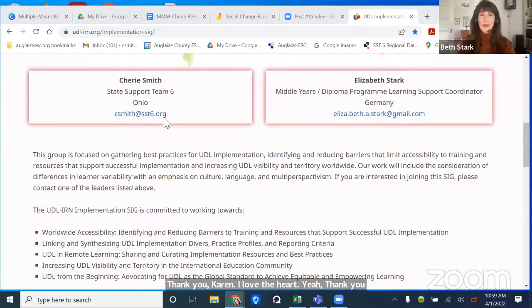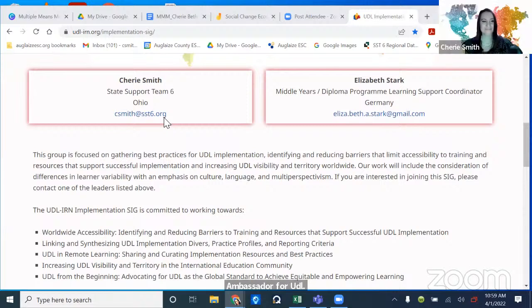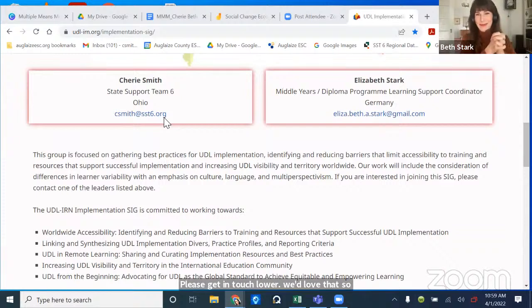Thank you, Laura. Yes, more has to be done in French. Let's create a French ambassador for UDL. Please get in touch, Laura. We'd love that. Very little is available in French. Anyone else that is willing to share their talents as translators and help us reduce the barrier of language for UDL, please get in touch. Even if you don't want to join the SIG, we'd love to find a role for you and help you realize your BHAG as well.